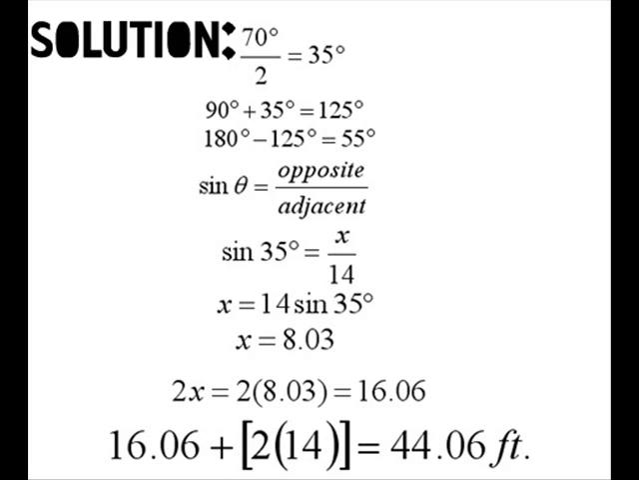X is equal to 14 sine 35 degrees. Then x is equal to 8.03. The base of the half of the triangle is 8.03. We will get the base of the triangle by multiplying 8.03 by 2. Then the answer will be 16.06. Since we have to get the perimeter, we have to add 16.06 to 2 times 14. So the answer will be 44.06 feet.